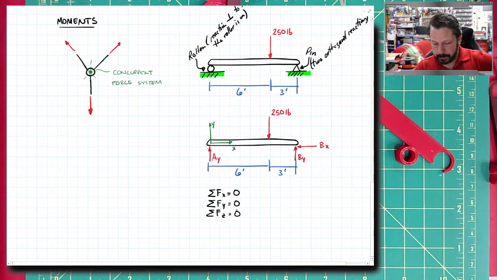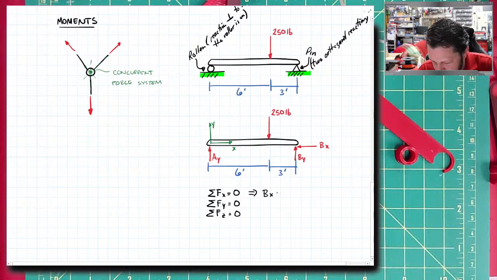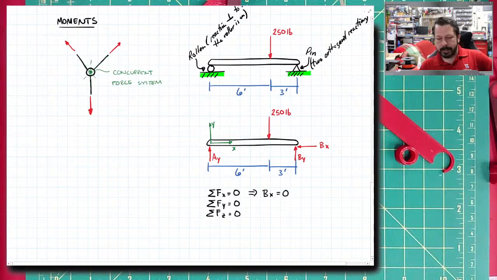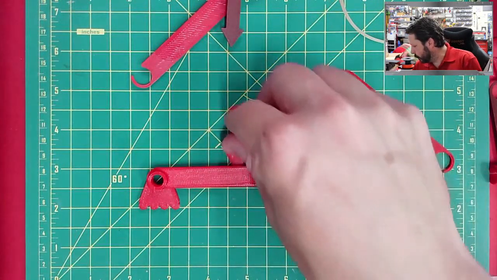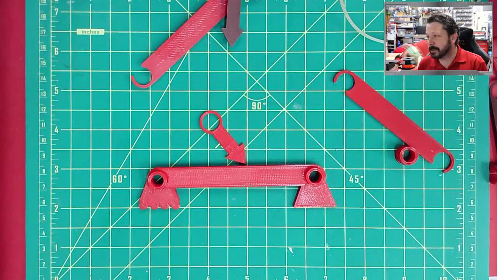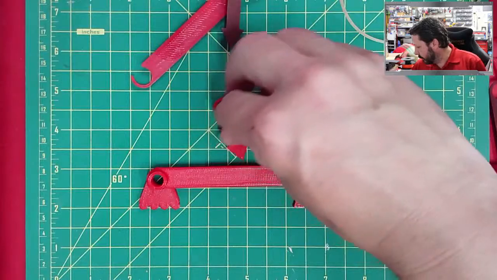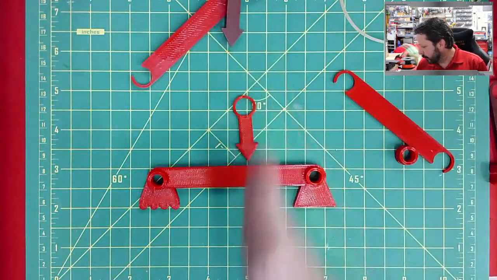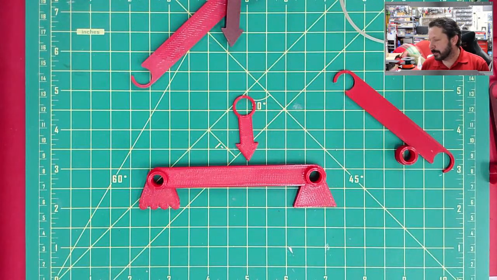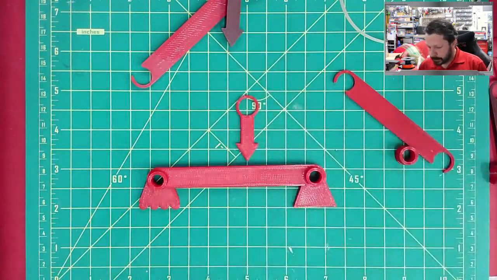So the equation summation of forces in X does give me some information. It says that, well, BX is the only thing in the X direction, so BX equals 0. And that's fine. Maybe if I had angled this force so that it has an X component, then BX would have a job to do. But if this is just going perfectly straight up and down, then BX doesn't do anything.